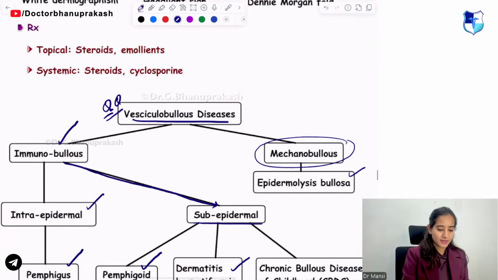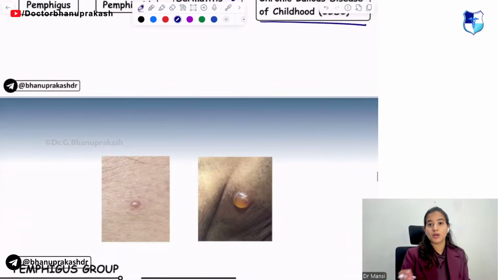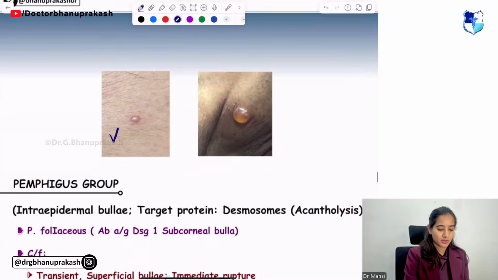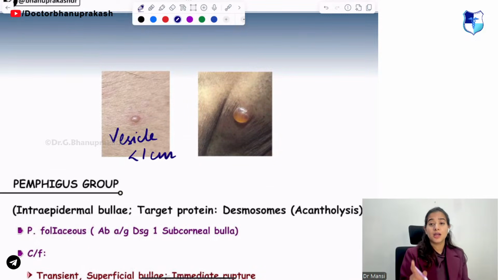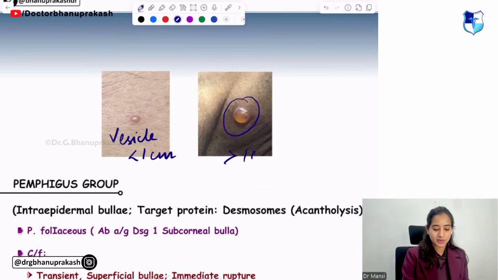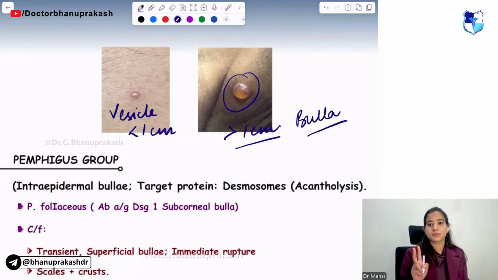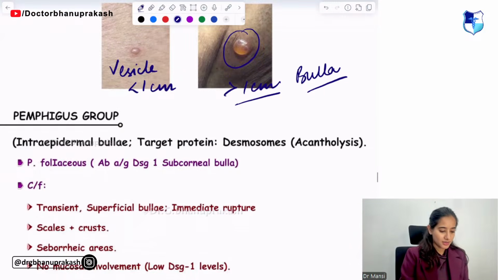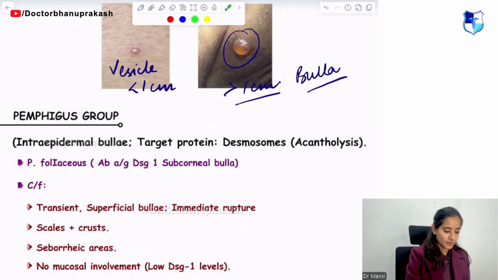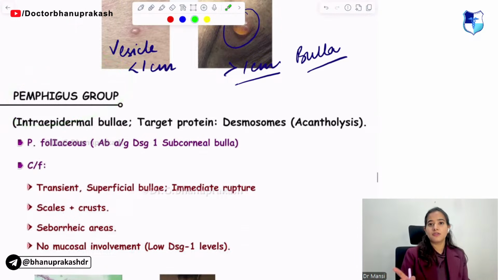When we are talking about vesiculobullous diseases, what are the kinds of lesions which are present? There is a vesicle, which is a fluid-filled lesion less than 1 centimeter in size, and then we have a bulla, which is more than 1 centimeter in size. So these two lesions will be seen in these disorders. Now let's talk about pemphigus. What is the level of pemphigus?